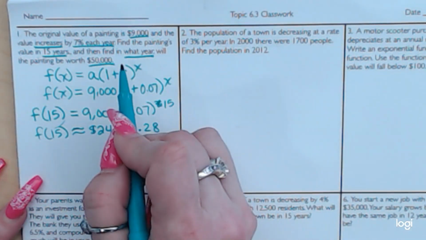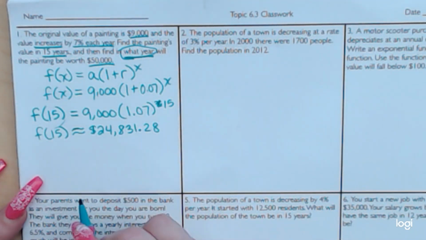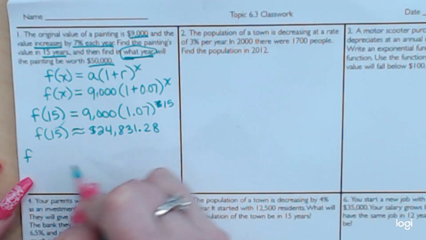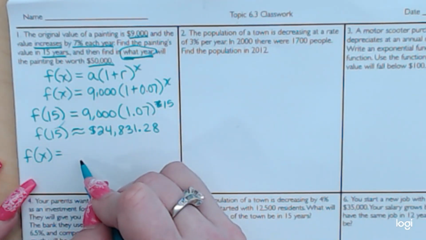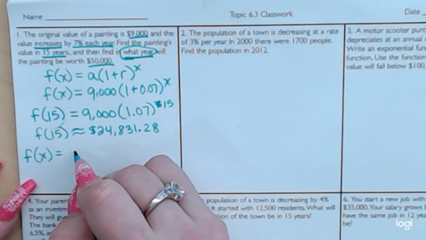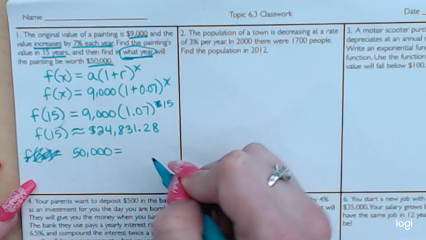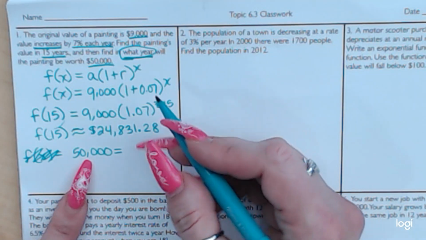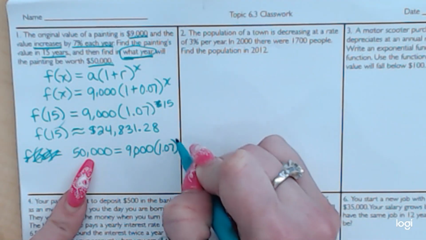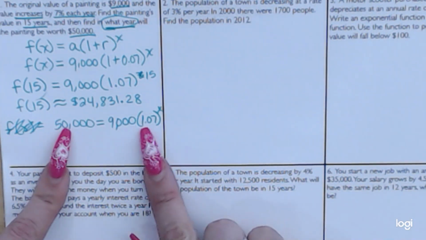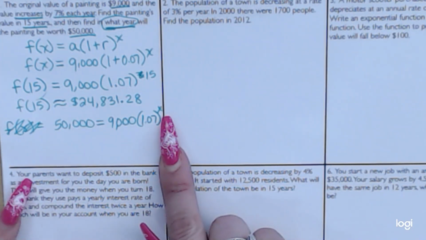The next thing is to figure out what year, so what x value will the painting be worth 50,000. So now we're finding that we want our complete output to be $50,000. So actually, let's rewrite this. 50,000. That's our f of x, our complete output. 50,000. We know it's 9,000 to start, and it raises by 7% a year, so we add that to the full percent, the full amount plus 7% to the power of x.